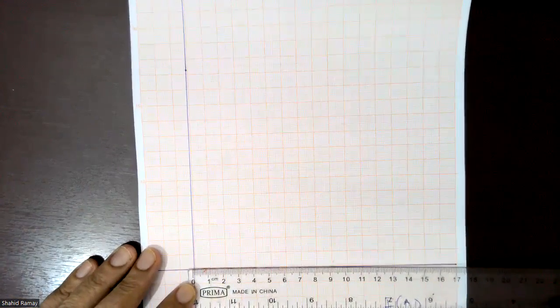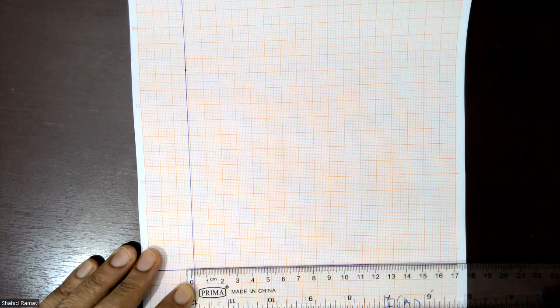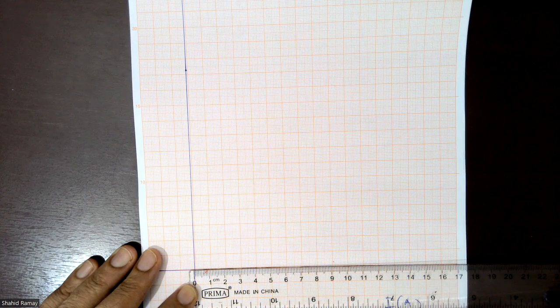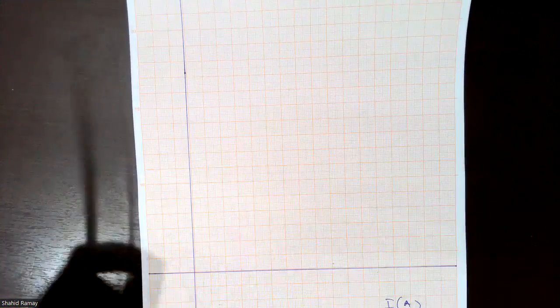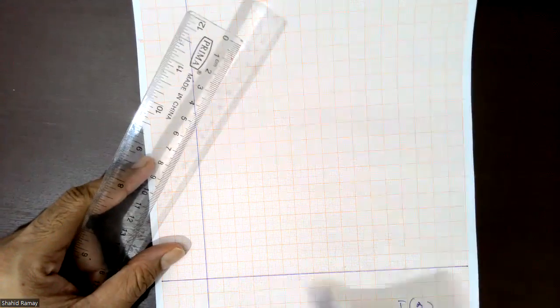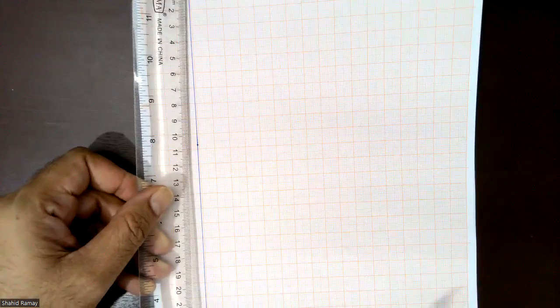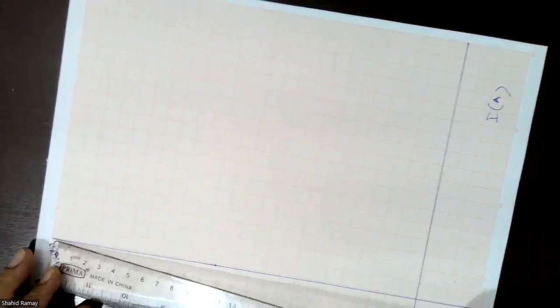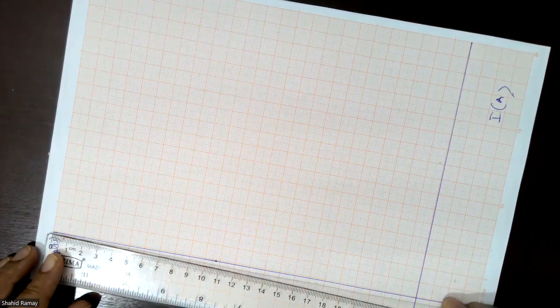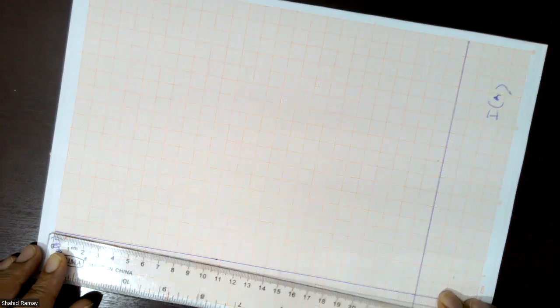Now, after drawing these two lines, measure the number of squares along x-axis from here. Now you can see it is 17. If you start from here, it is total 17. And if you start from here along the y-axis, then you can see that this is 24. Okay.